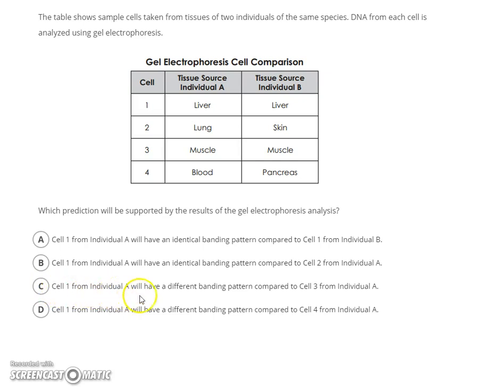Cell 1 from individual A will have a different banding pattern compared to cell 3 from individual A. 1 and 3, same individual, should have the same banding pattern, so different would be incorrect there. And cell 1 from A will have a different banding pattern than cell 4 from A. Again, same organism. It should be the same type of banding. So, which one did we say was right? That one. Identical banding pattern to cell 2. These guys should match.